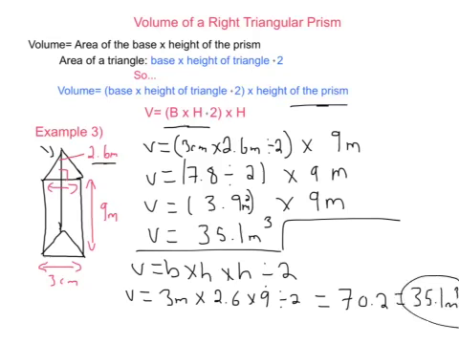And if we divide that by 2, we get, guess what, 35.1 meters cubed. So both of these methods would work. One is good for you to really understand the basics of how to find it. The other one simplifies it down into just being base times height divided by 2. Both work. You pick the method that you like the best.